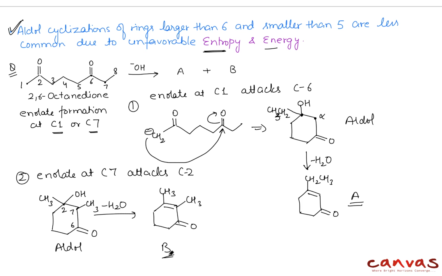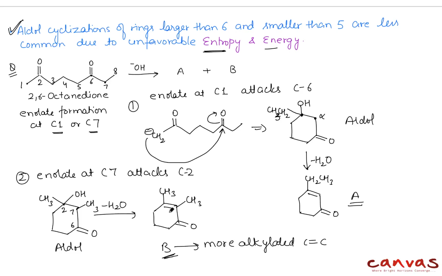Now, in the final product, this double bond is more alkylated. Okay, so B has more alkylated double bond, and the more alkylation we have on the double bond, more stable the alkene becomes. So this is more stable. Here the double bond is less alkylated. Okay, so one factor is the alkylation of the final alkene, final double bond.